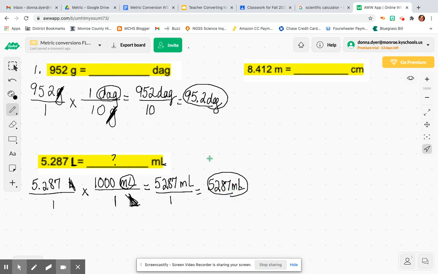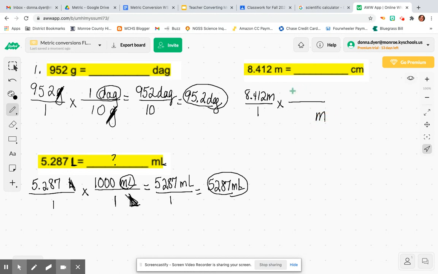Okay, let's look at one more. Again, my problem, 8.412 meters equals how many centimeters? The first thing we're going to do is take what we're given and put it over 1. 8.412 meters over 1. Next thing we want to do, set up our next ratio so that meters will cancel. Where do we put it so that meters will cancel? On the bottom.